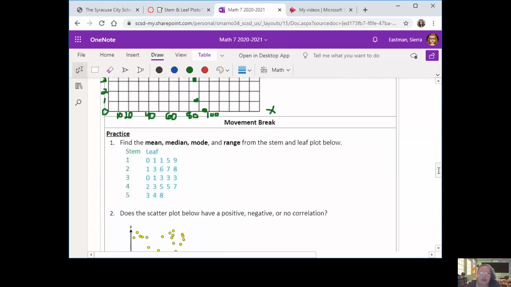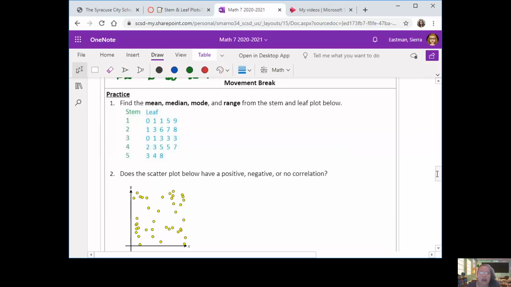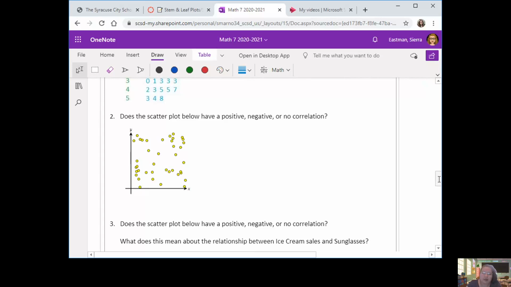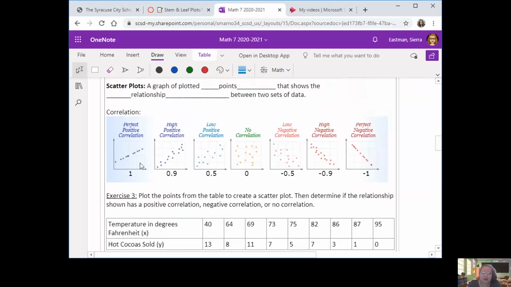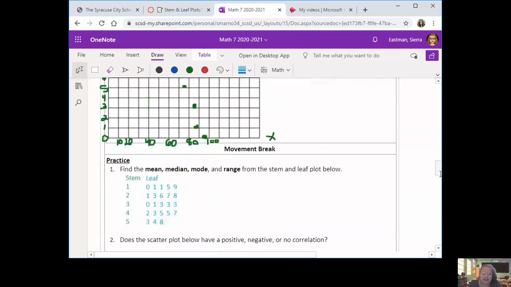So we have a couple more practice questions for you guys to try. We've got a stem and leaf plot where you find the mean, median, mode, and range again. If it makes it easier for you, you can bring this back to a regular list by writing out the numbers. So the first one would be 10, because it's 1 and 0, then 11, which is 1 and 1, another 11, and you could make that list first. Totally up to you. We've got a scatter plot, which looks a little bit crazy. So you're going to compare that back to our sort of chart here and figure out which correlation that is.